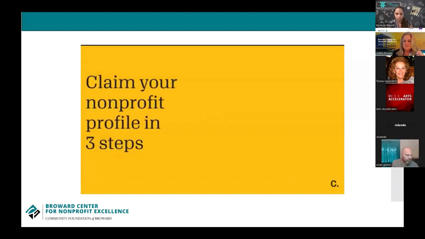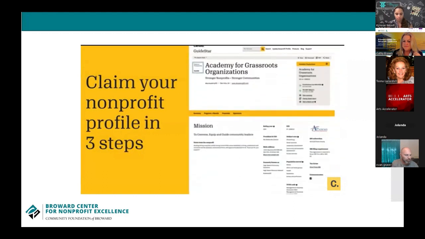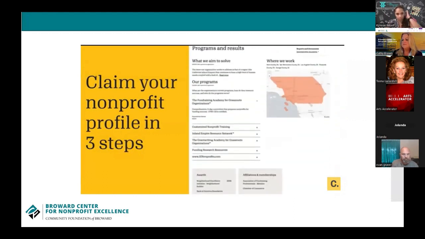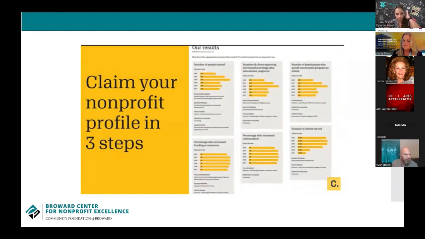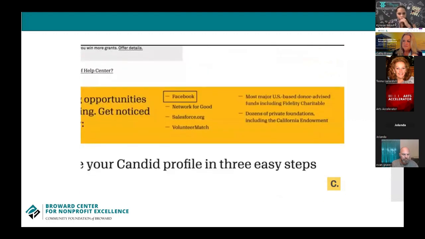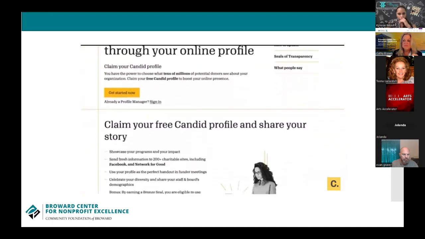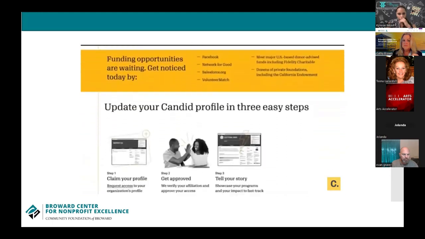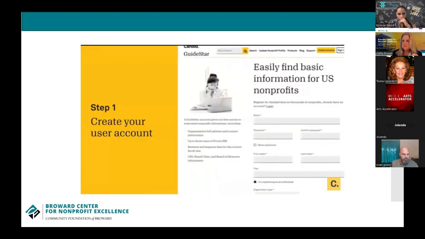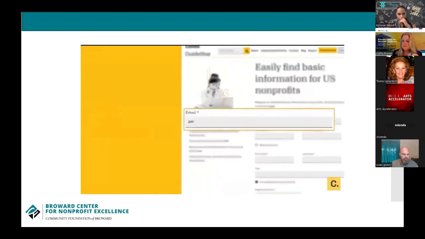Building out your Candid nonprofit profile is a great way to build credibility and tell your organization's story to potential funders and donors. The information you share also shows up on our partners' donation sites, including Facebook charitable fundraising and donor-advised funds such as Fidelity and Schwab. Get started to raise your organization's visibility in just 3 simple steps. First, create your Candid account using your work email. Using your work email simplifies the authorization process.